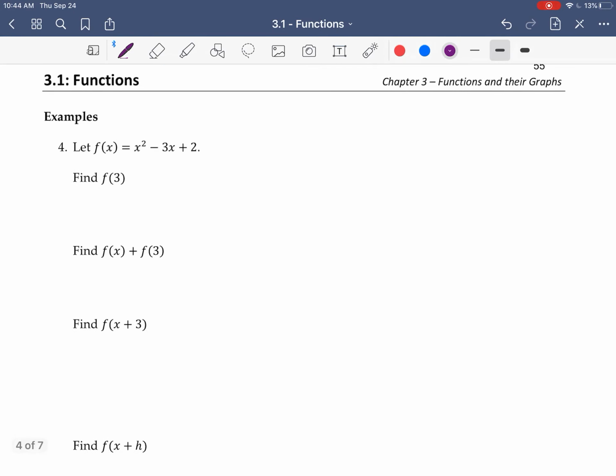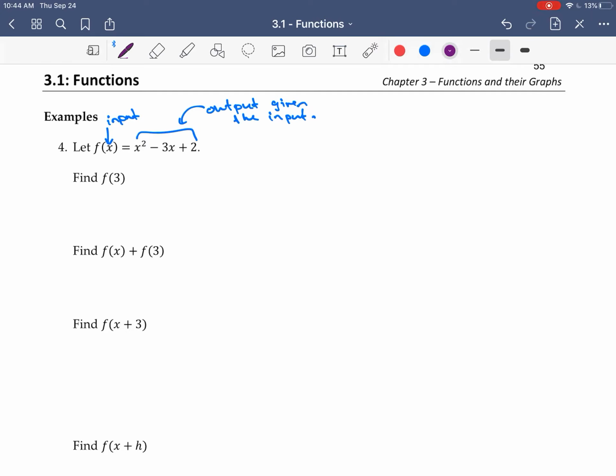So I'm going to do a few of these. Let's say that our function is f of x, so this is the name of the function. If we input x, this is what it outputs. The thing that's inside the bracket is our input, and this is the output given the input. So that's what it looks like.